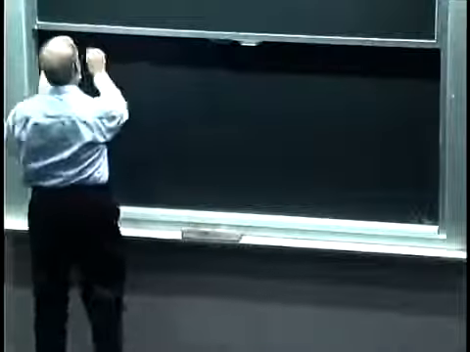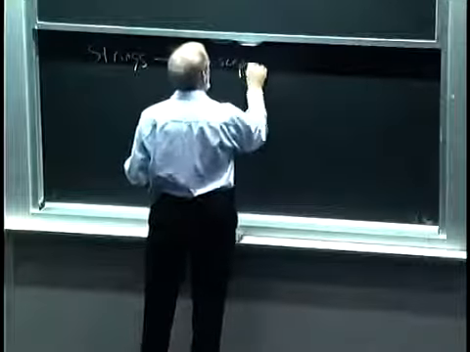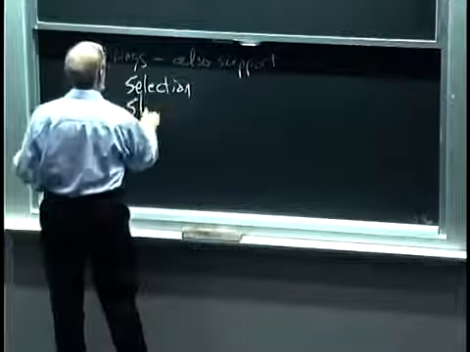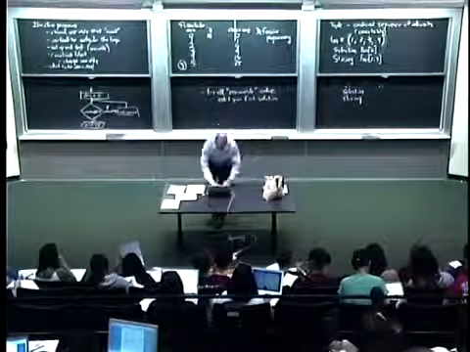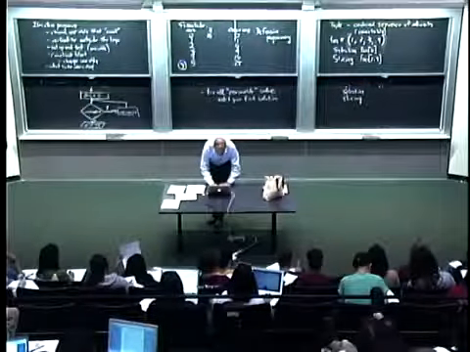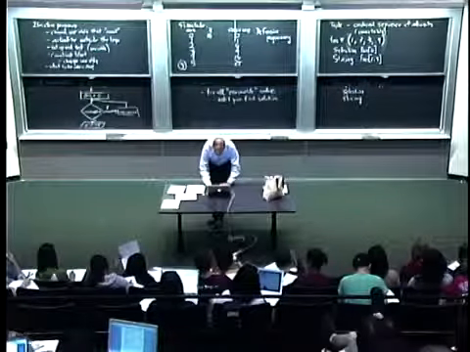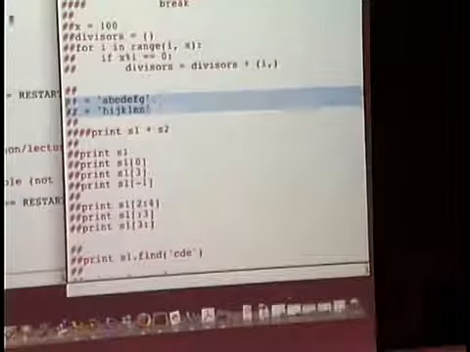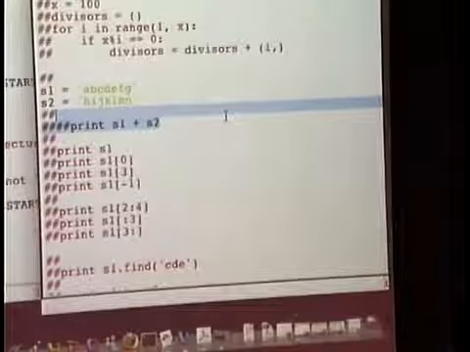So, strings also support things like selection, slicing, and a set of other parameters or other properties. And let's just look at that. Again, if I go back here, let me comment this out. Right, here are a pair of strings that I've set up, s1 and s2. Okay, let me just run these so we can go back over here.